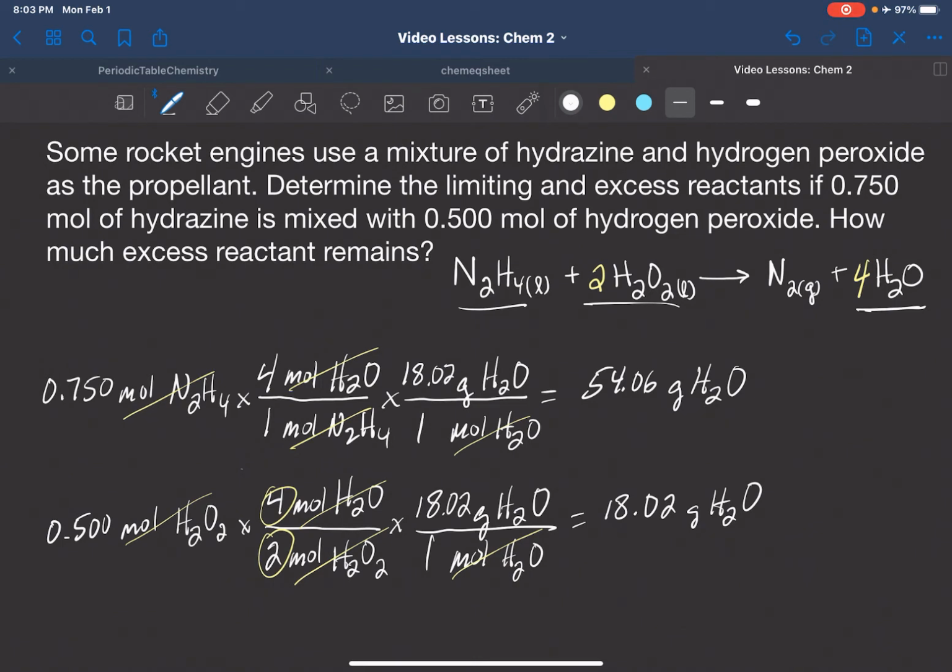All right, so you see here again, we went to a different reactant, and this time I just did it all the way to the mass unit, grams, and you can still see that we get 18.02, 54.06. So we still recognize that the limiting reactant is the hydrogen peroxide, and the excess reactant is still the hydrazine. So the math still worked itself out well. Remember, I said it doesn't matter which product you go to, you just have to be consistent, because you have to be able to compare the exact same unit every single time. All right.